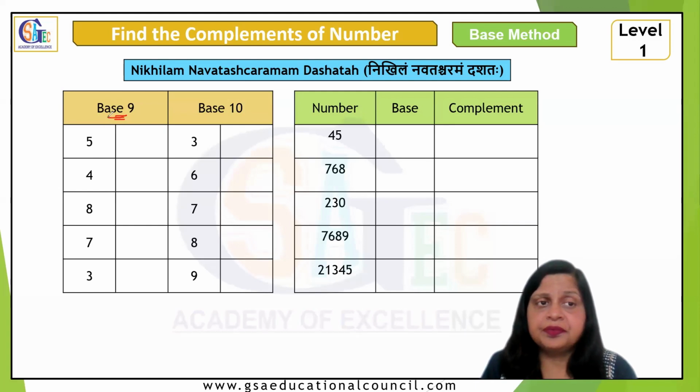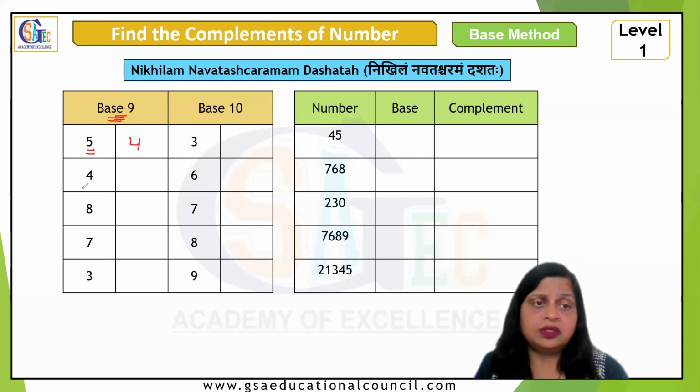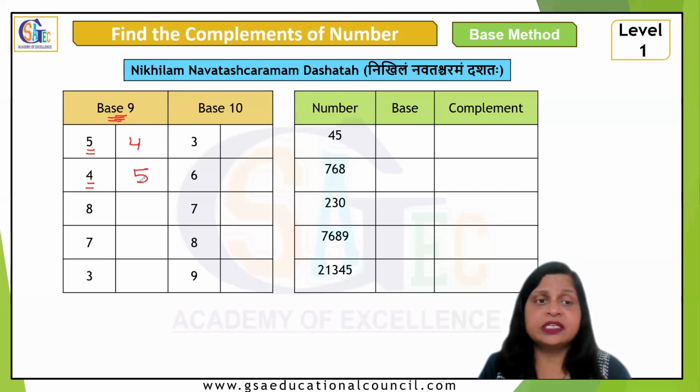Now the base is 9. Look here, the number is 5. The complement of 5 is 4, because 9 minus 5 is 4. Now the next number is 4. 9 minus 4 is 5. It means the complement of 4 is 5. Okay, the base is 10. If the base is 10, the complement of 3 is 7. 10 minus 3 is 7. 10 minus 6 is 4. It means 4 is the complement of 6.